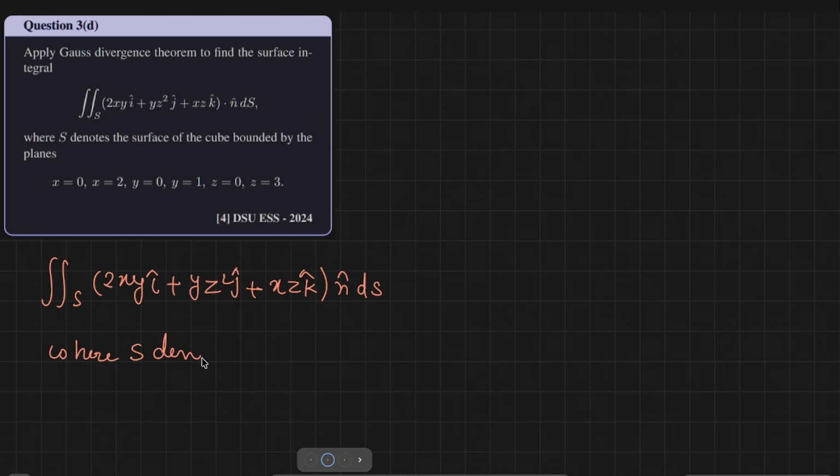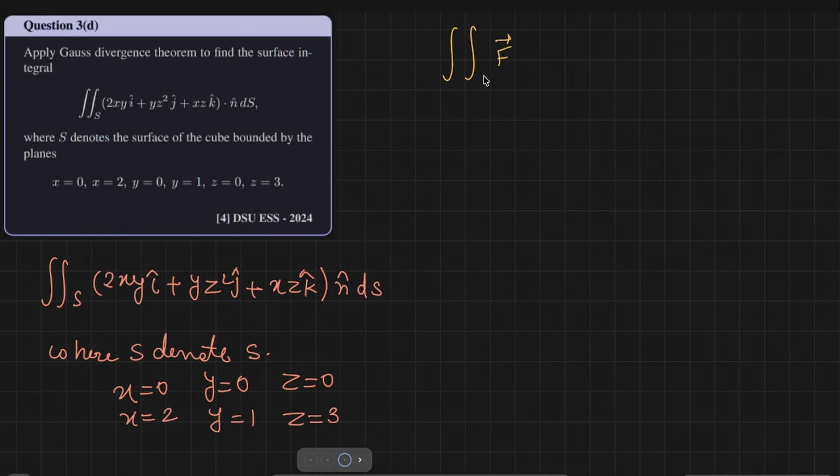S denotes the surface x equals 0, x equals 2, y equals 0, y equals 1, z equals 0, z equals 3. Constant limits are there. So from here, what is the Gauss divergence theorem? The Gauss divergence theorem says that if any surface is there, it will convert to the volume, the triple integral over V of the divergence of F dV.